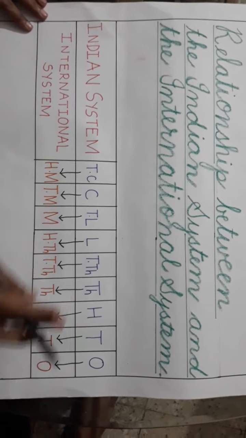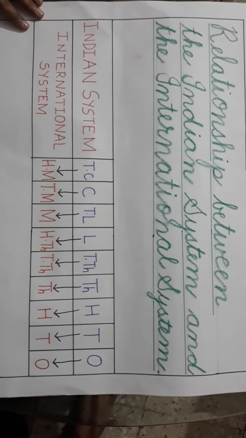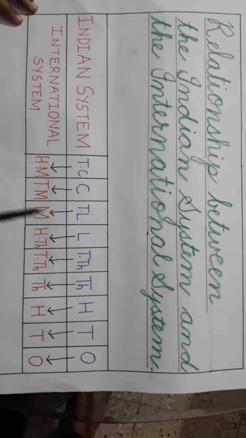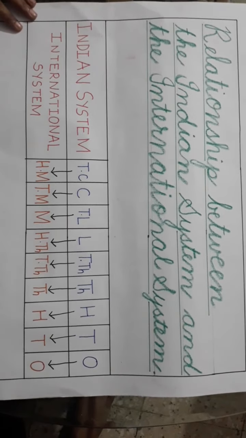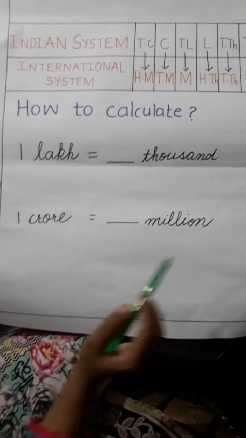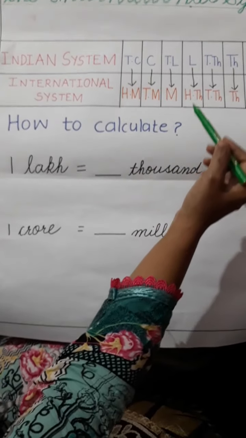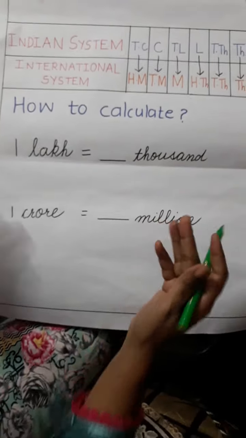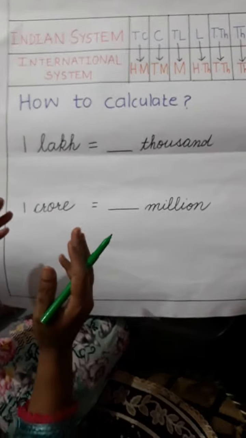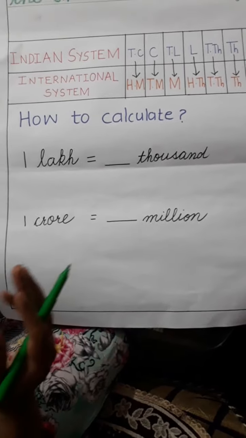It's not that we have to mug this up. There is a trick to show it mathematically, how we are getting 1 lakh is equal to 100,000. Let's begin with that. Now we are going to learn how to calculate: 1 lakh is equal to 100,000, 10 lakh is equal to 1 million. We should have the proof: is it correct? What Miss is saying, is it correct or not? We should know how to prove that.